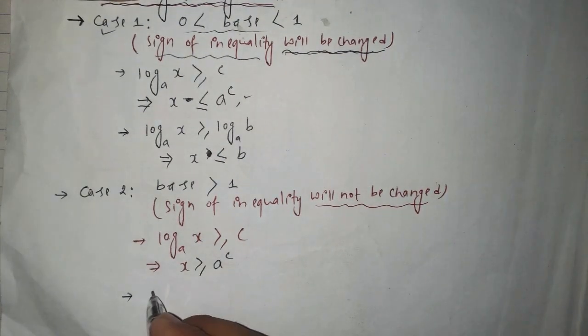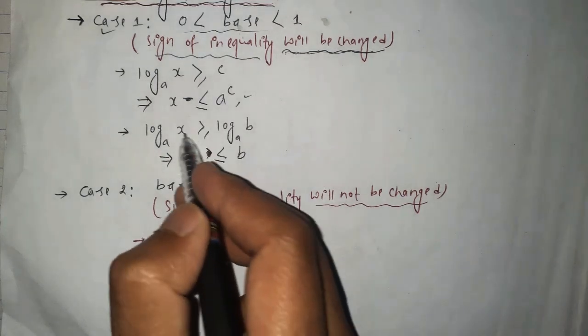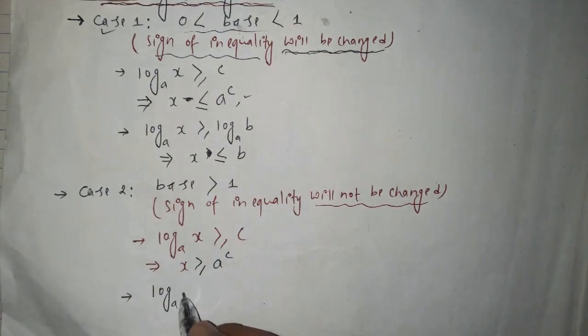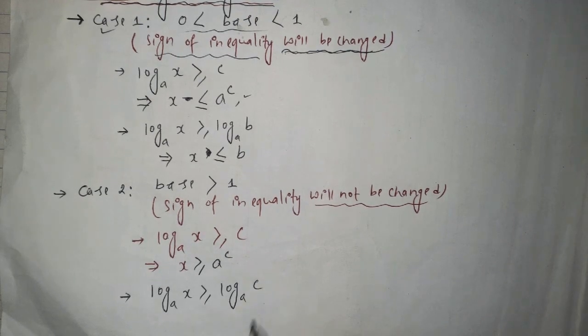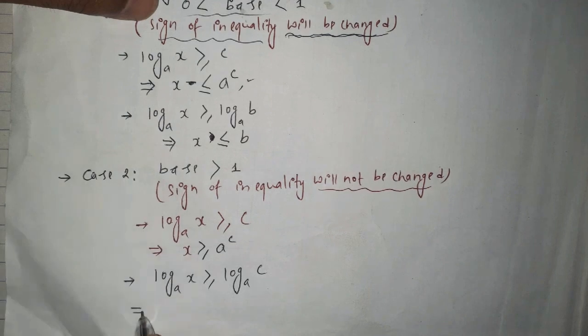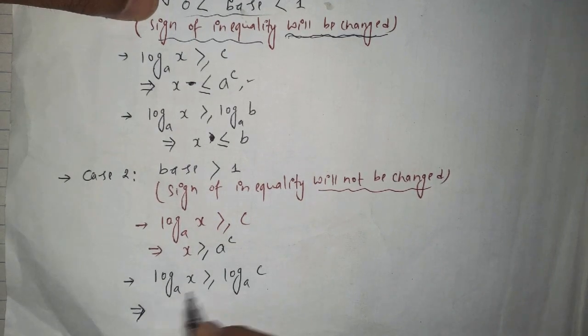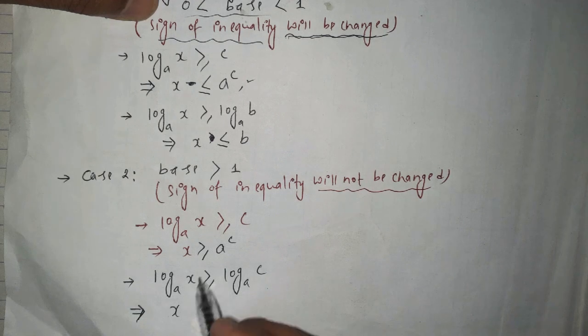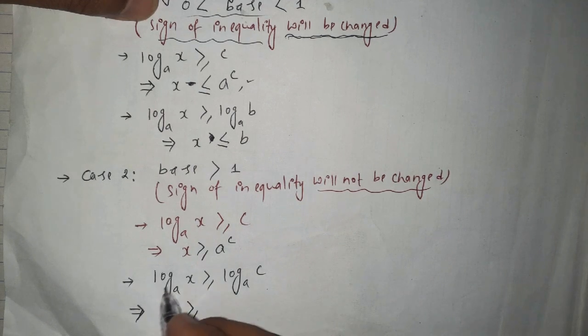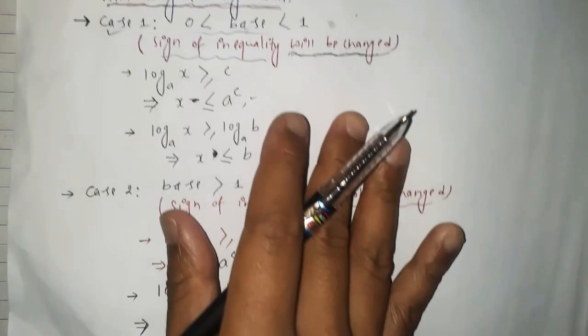Similarly, if the inequality is written in this format, log with base a of x is greater than or equal to log with the same base a of the number c, then this is equivalent to just eliminating the log, and we do not change the sign of the inequality. So x greater than or equal to c, only cancelling the log with base a on both sides. Here we just remove the logarithm.